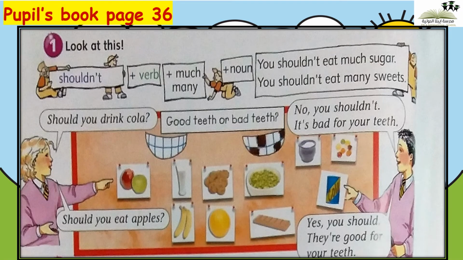Please open your pupil's book and turn it to page 36. Number 1, look at this. Remember, we use should or shouldn't plus the verb plus many or much plus the noun. For example, you shouldn't eat much sugar or you shouldn't eat many sweets. You as the subject, shouldn't plus the verb eat plus much or many plus the noun sugar or sweets.